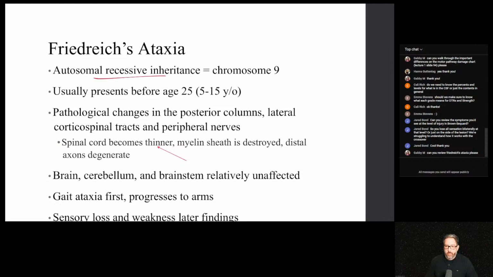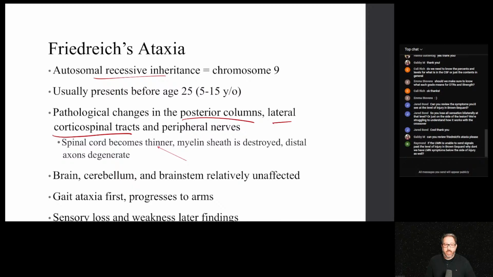Genetic, remember that. Posterior columns. So what's in your posterior columns? Vibratory sense, proprioception, discriminative touch. They lose that. Lateral corticospinal tracts. Is that muscle or is that sensory?